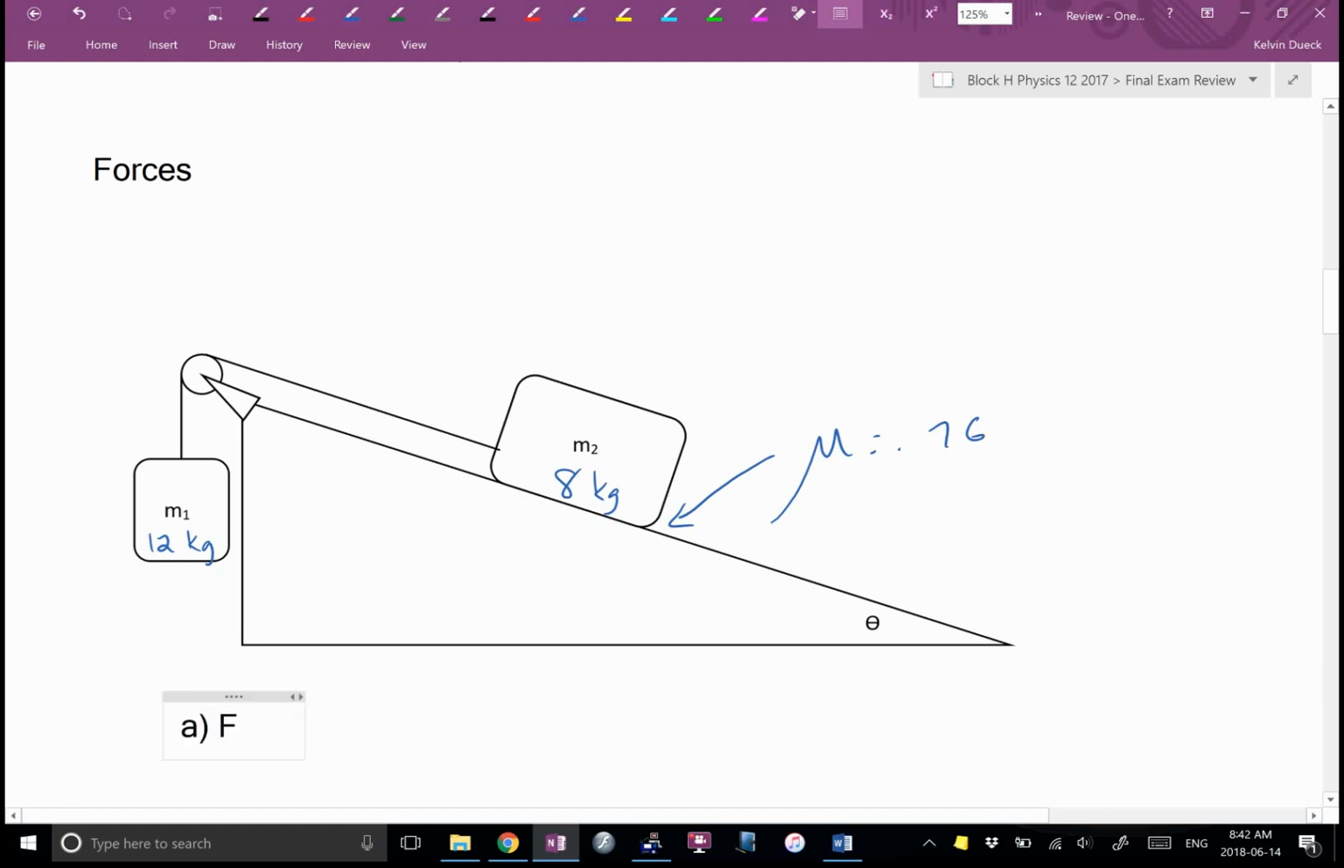I could say find the acceleration, but in order to find the tension, we have to find the acceleration anyhow. So, heck, let's do the whole shebang. What am I going to do? What's this a job for?